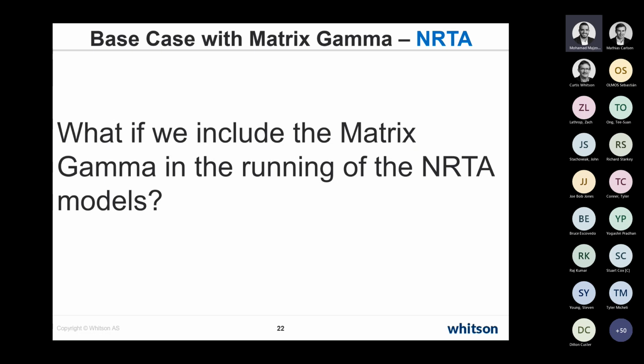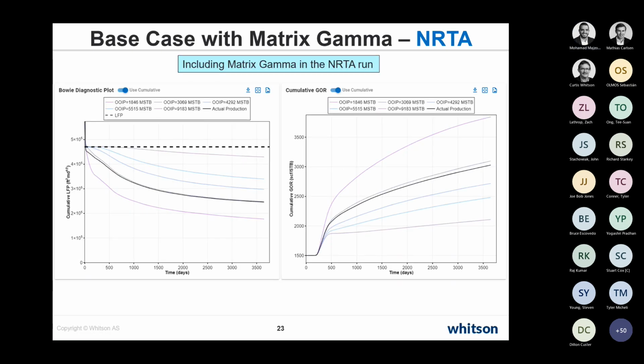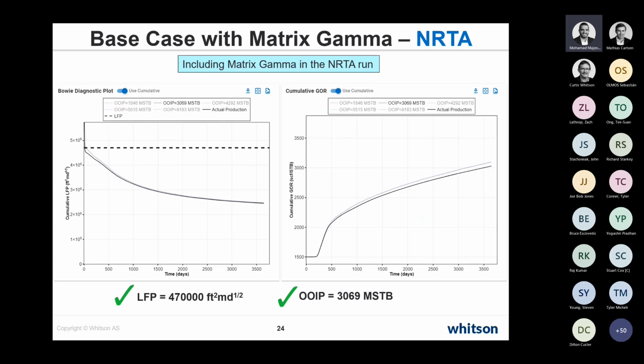It will run it with already including pressure-dependent permeability. So how would that look if we actually run it that way? It will be a much better match. The LFP of 470,000 is fairly close to what we had. We had 450, so that's fairly close, and the OIP is also fairly close. So if you actually use the correct matrix gamma in the numerical RTA workflow, then you should get a fairly good match of the data if the data is exhibiting the behavior of pressure-dependent permeability.